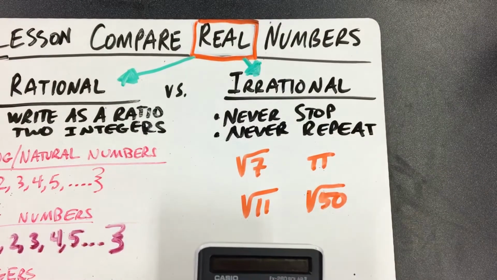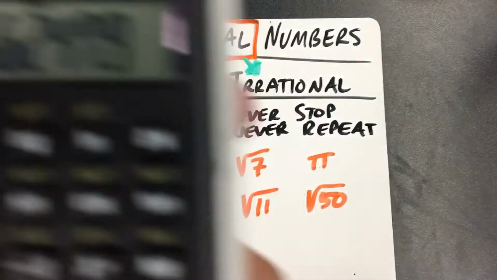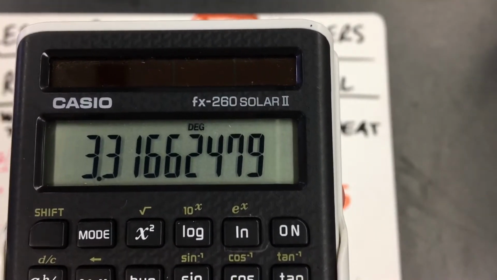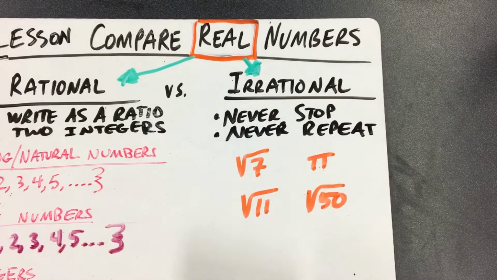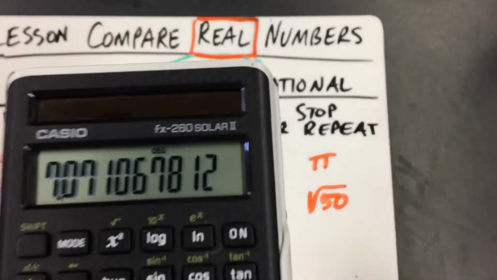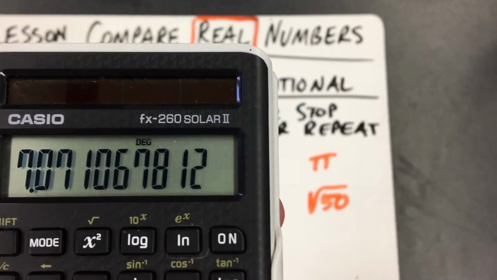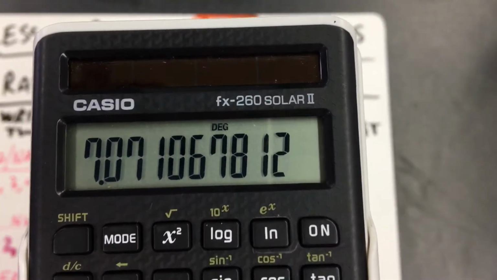Same thing with the square root of 11. Square root of 11, look at that one. Doesn't stop, doesn't repeat, fills up my whole calculator screen. Square root of 50, same thing. If I type that in here, look at that. No repeating bar can be put on here. It goes forever and ever and ever.